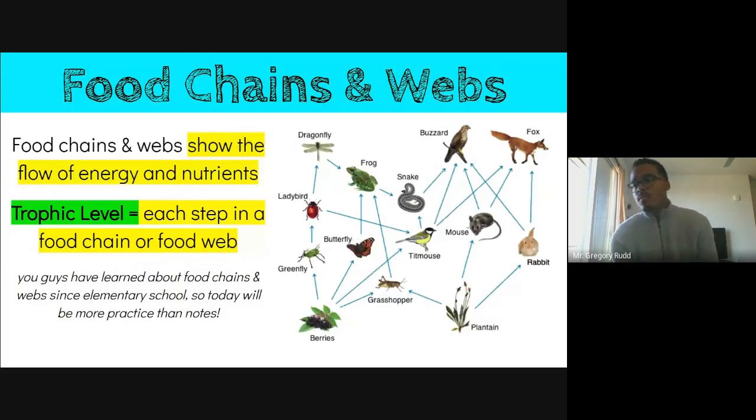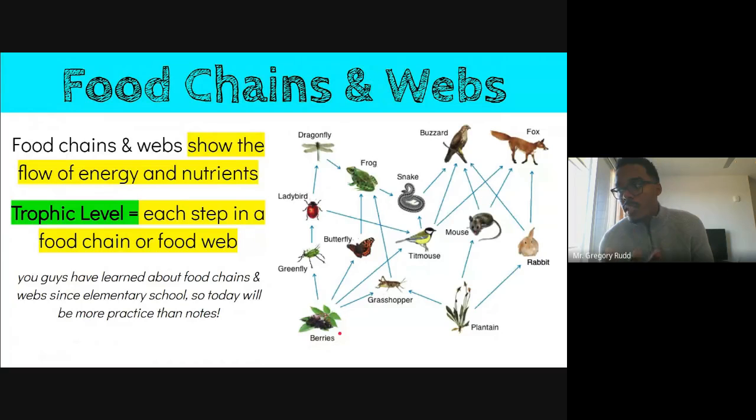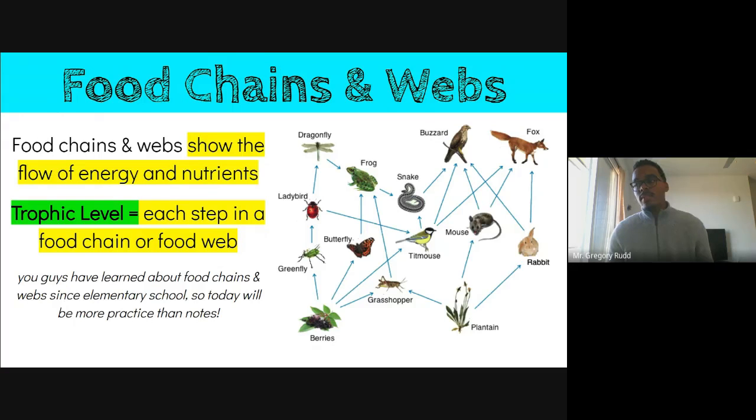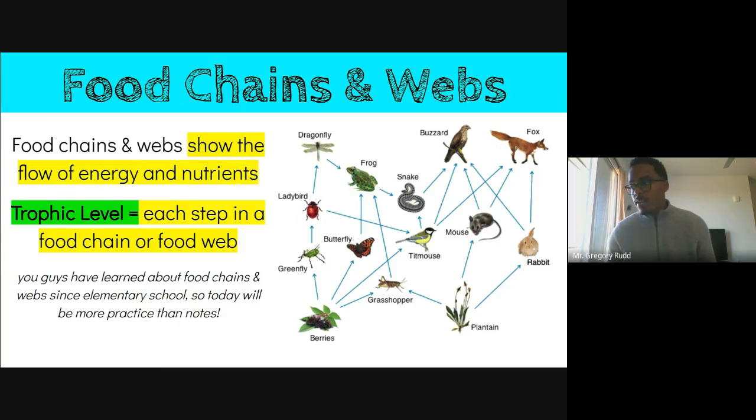So someone help me understand what I'm seeing here. If I start down here in the berries, what happens to these berries? The image is telling me information. Can you help me understand better what's happening to these berries? They give them nutrients and energy. Okay, thank you, Jaden. Who exactly is getting nutrients and energy from the berries? What organisms? Butterflies. Butterflies? Anybody else?